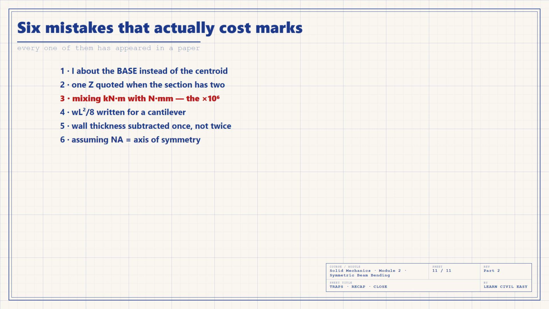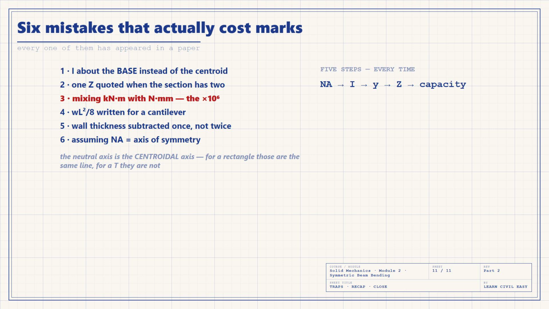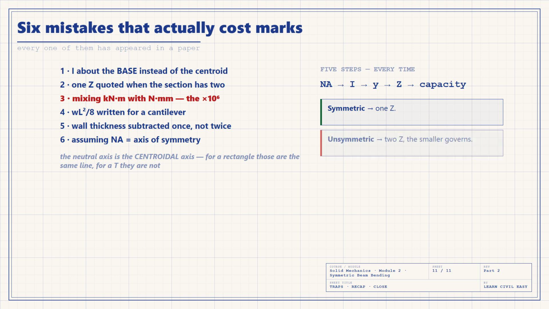4. Writing WL squared over 8 for a cantilever, it is WL squared over 2. 5. Forgetting to subtract the wall thickness twice on a hollow section. And 6. Assuming the neutral axis is the axis of symmetry, it is the centroidal axis. For a rectangle, those are the same line, and for a T-section, they are not.